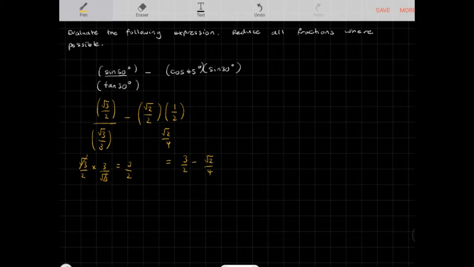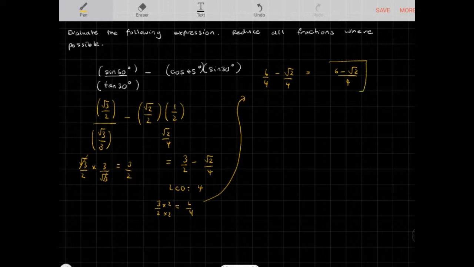And now what you want to do here is you want to find the lowest common denominator. So the lowest common denominator here is 4. So what I'm going to do here is I'm going to multiply this by 2 and this by 2. So you get 6 over 4. And then you basically can get 6 over 4 minus square root 2 over 4. And you could just leave your answer like this, right?